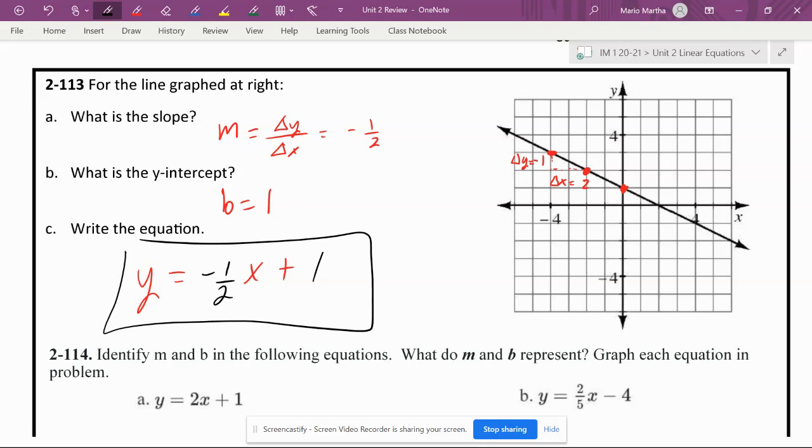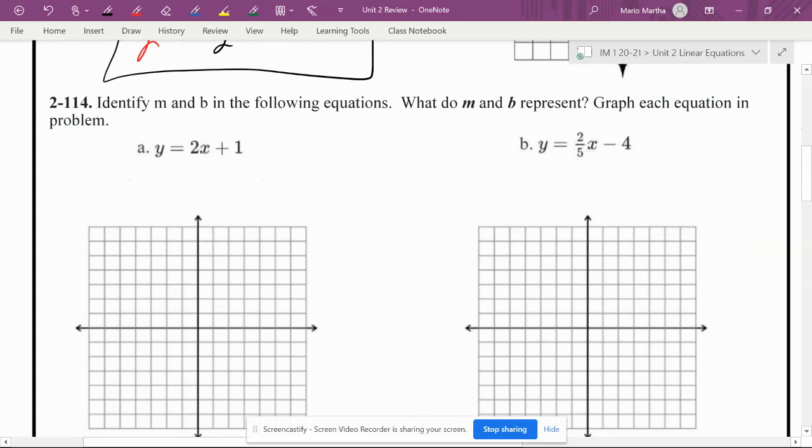All right, let's look at the next one. 1.1.4: identify m and b in the following equations. What do m and b represent? Graph each equation in the problem. First we were given a graph, and now we're given an equation. So here we want to identify m and b, and it's in the same form, y equals mx plus b.